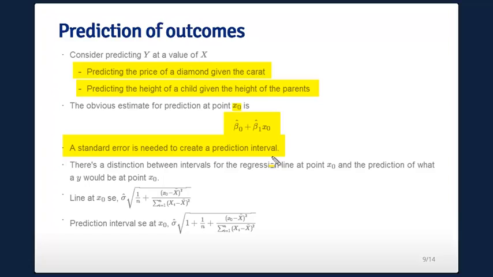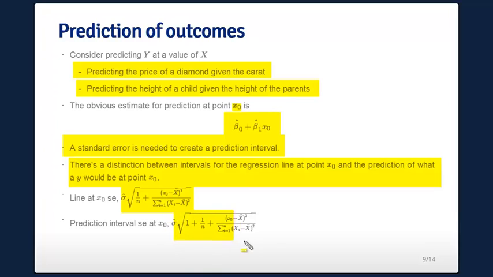There's a kind of subtle distinction between intervals for the regression line at point x naught and a prediction of what a y would be at point x naught. And I think a picture will help describe this. So at any rate, for the line, we get this standard error right there, and you can plug directly into it. And for the prediction interval, you get this standard error. The only thing different is that 1 right there. So you get a wider interval for the prediction interval.